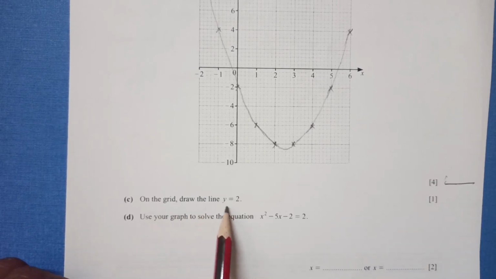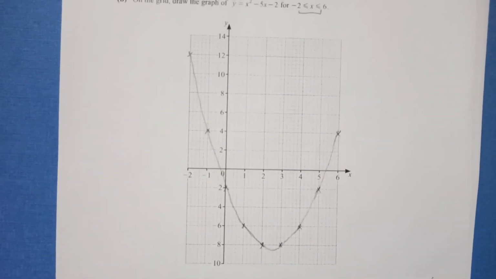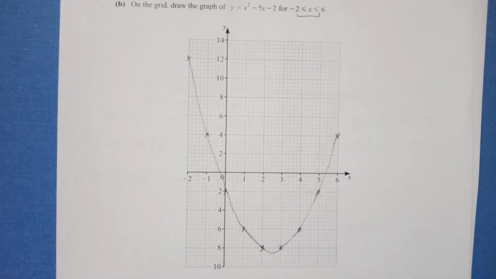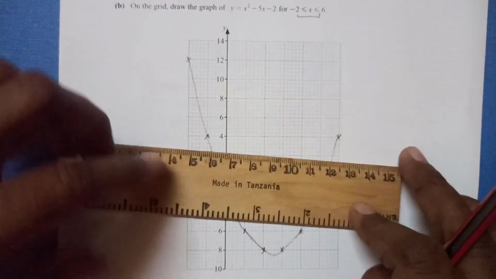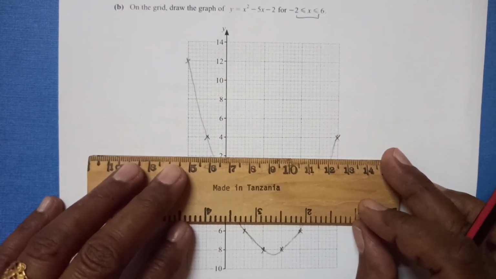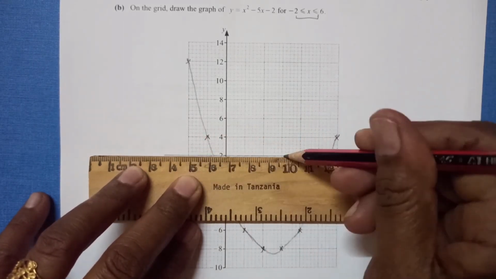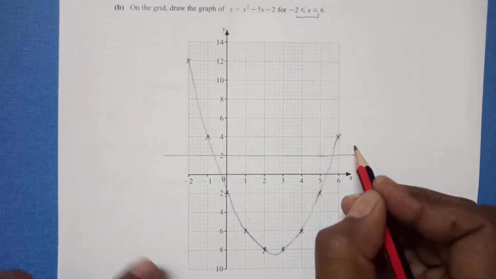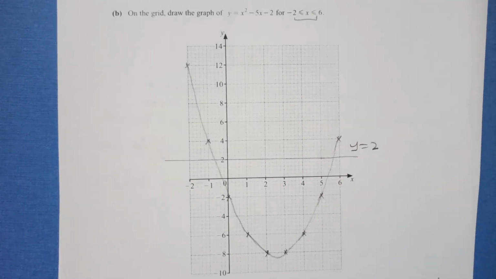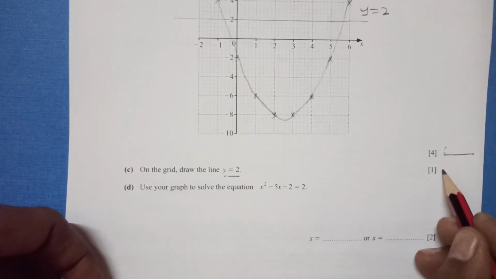Now on the grid, draw the line y equals 2. y equals 2 is here. We're just going to draw a line over here. This is the line y equals 2. This one is done, 1 mark.